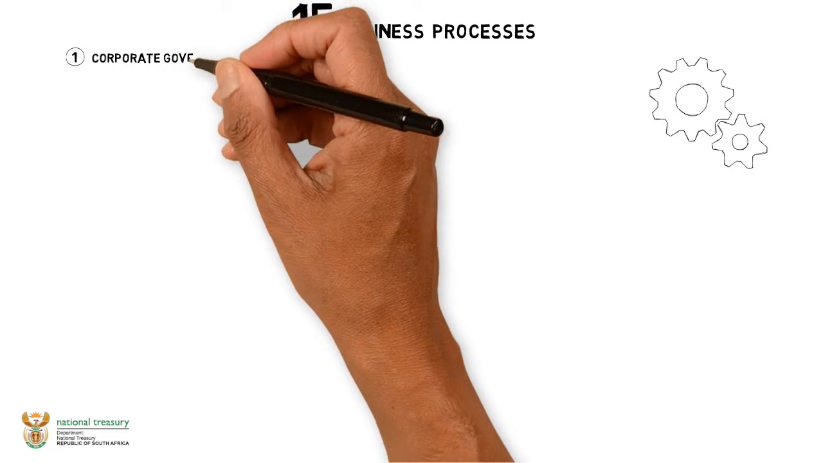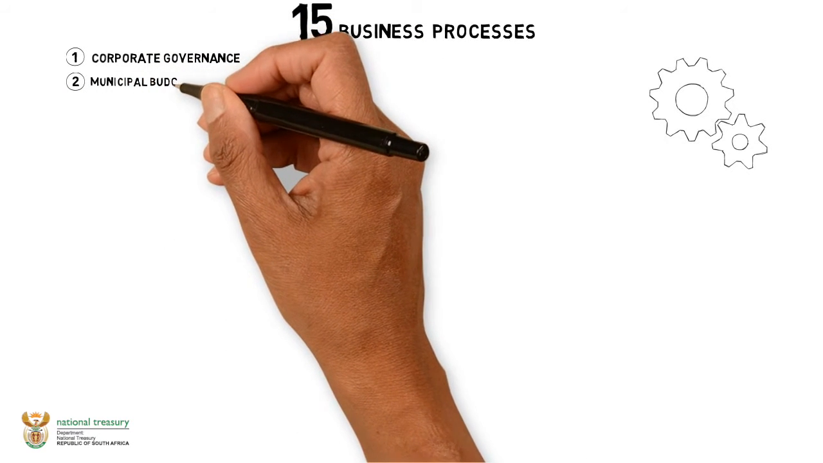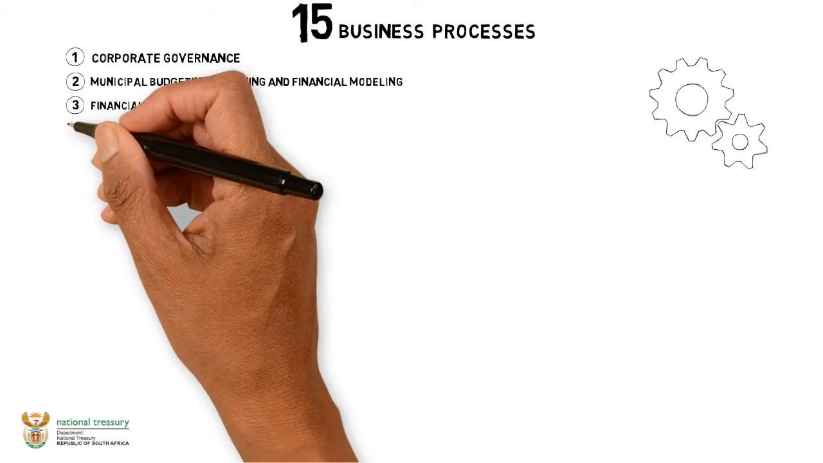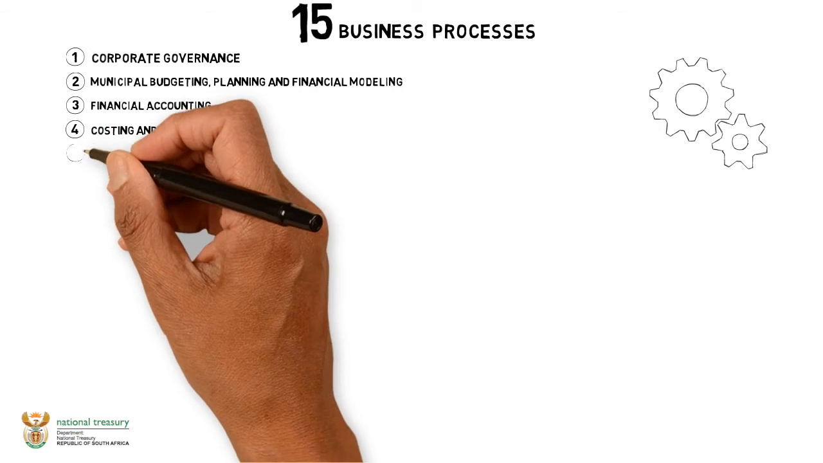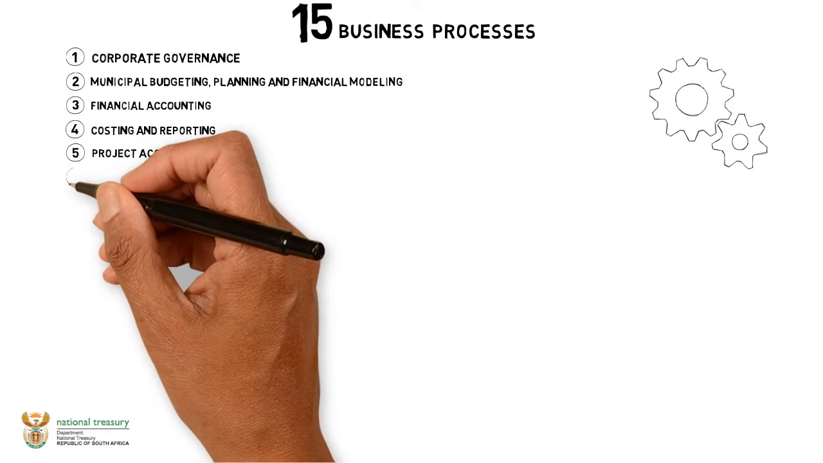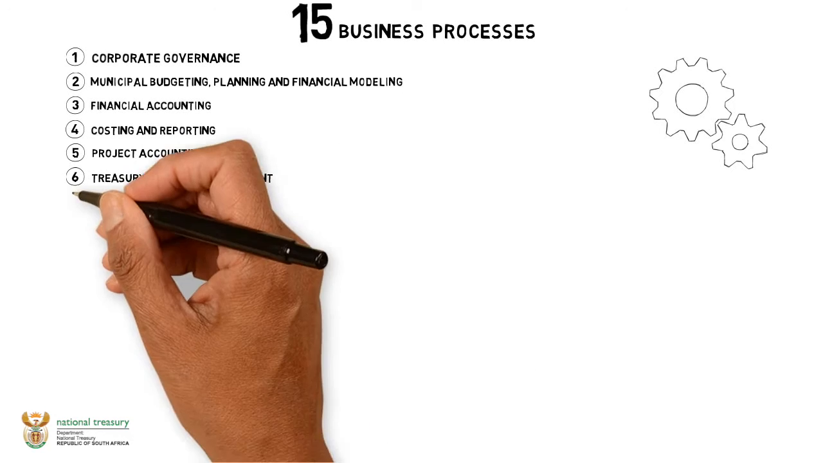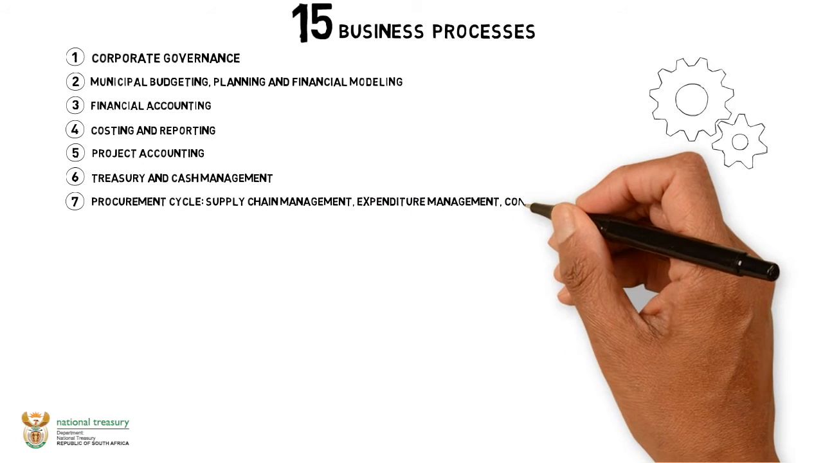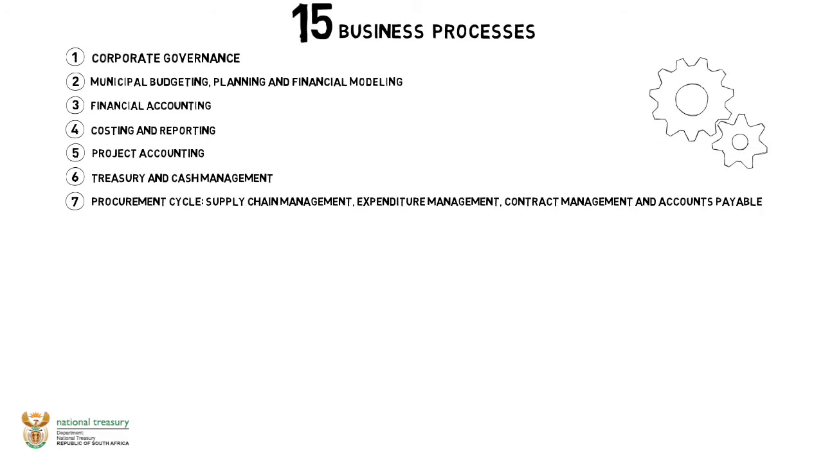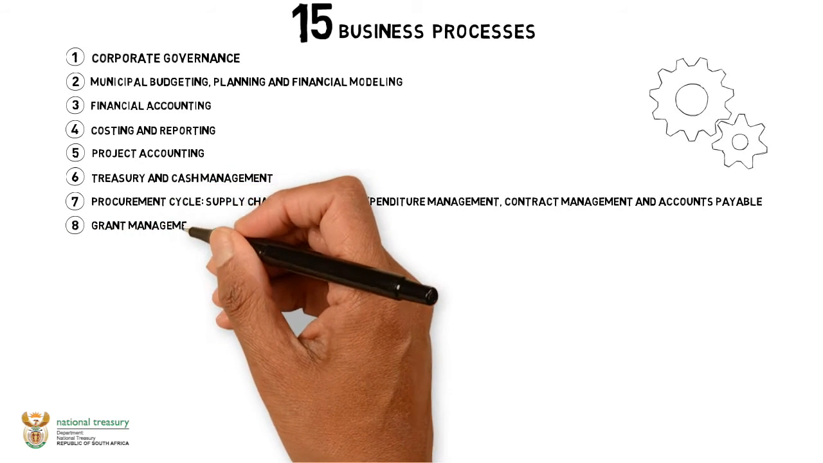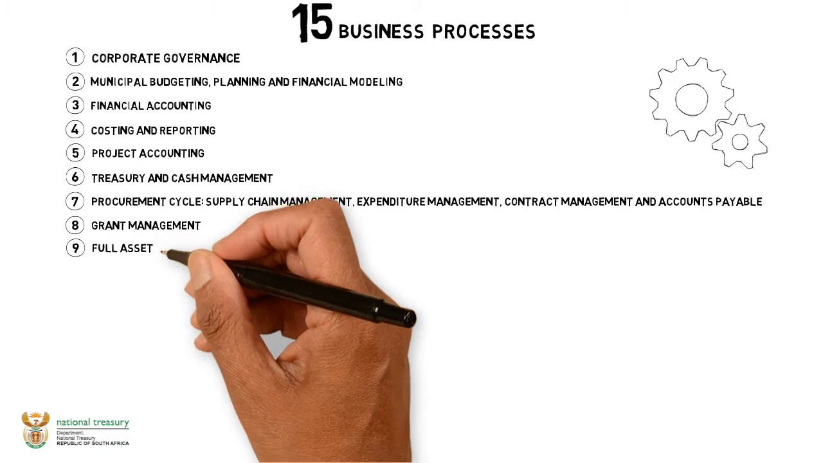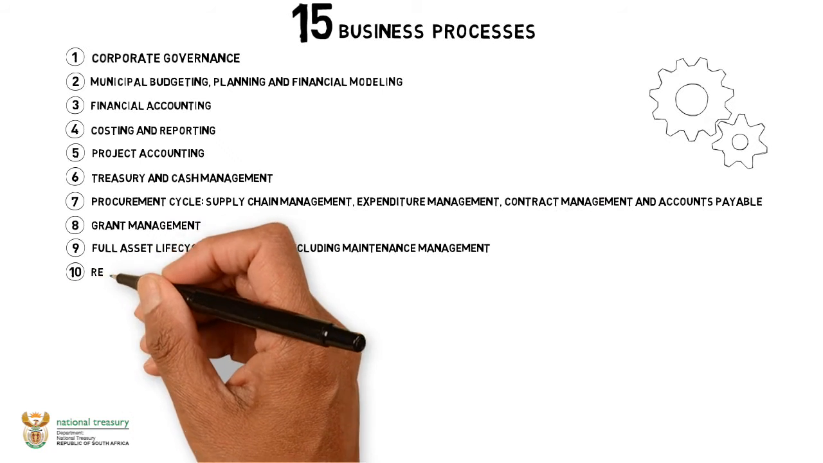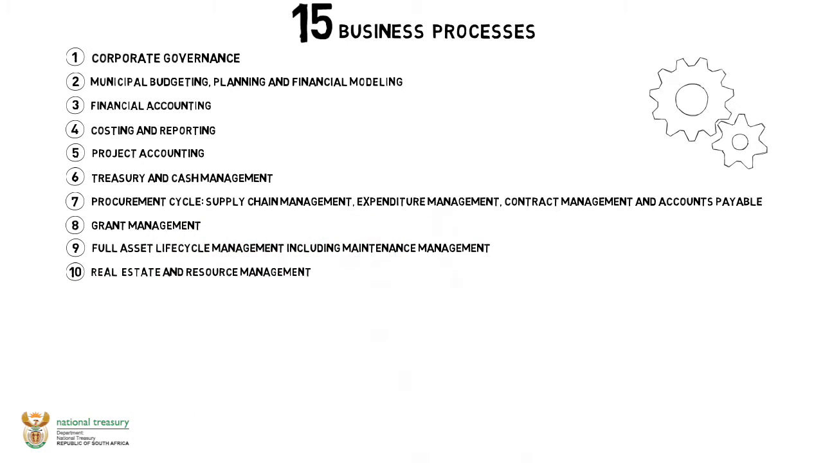1. Corporate governance. 2. Municipal budgeting, planning, and financial modeling. 3. Financial accounting. 4. Costing and reporting. 5. Project accounting. 6. Treasury and cash management. 7. Procurement cycle, supply chain management, expenditure management, contract management, and accounts payable. 8. Grant management. 9. Full asset lifecycle management, including maintenance management. 10. Real estate and resources management.